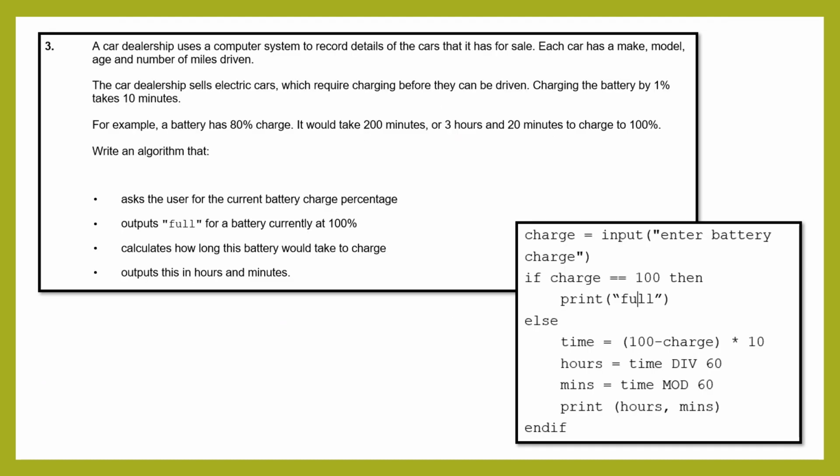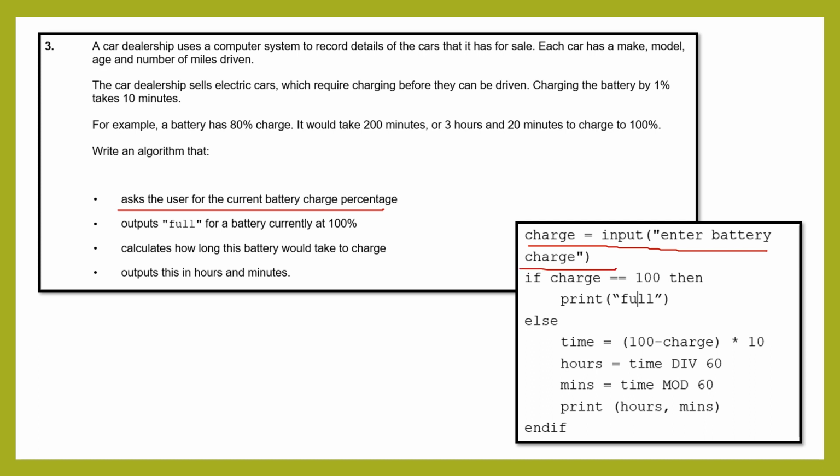Right, big question here, but basically it's about a car dealership selling electric cars, and it's trying to work out the battery charge and the percentage left until it reaches full capacity of the battery. There's a lot to go on here, but we need to start, as we always do, by identifying what we need it to do. First thing it's got to do, it's got to ask the user for their battery charge. So I'm asking the user to enter their battery charge.